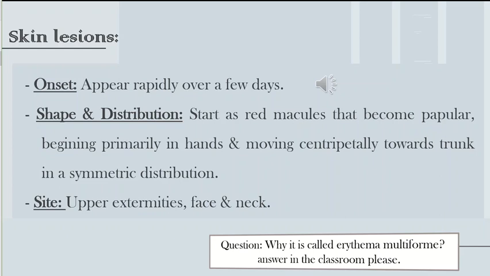As we know, erythema multiforme is a mucocutaneous disease, meaning it is present in the skin and a mucous membrane. So skin lesions start to appear rapidly, a few days after the prodrome started. Shape and distribution: it starts as a red macule and then becomes elevated, so it becomes papular. Those lesions begin primarily in the hands and move centripetally towards the trunk in a symmetric distribution. They go like a wave in the same line, then the upper extremities, face and neck, but the starting point is in the hands.